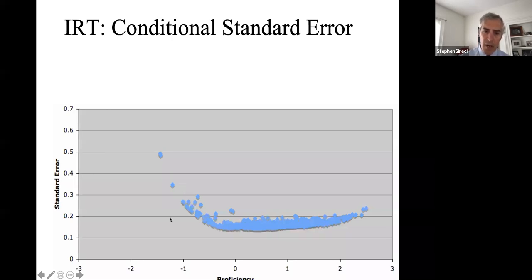And what we could see here, here's the total test score along the horizontal axis. And we're saying that most of the error for students along most of the proficiency range, the total test score range, is like 0.2 or less. But at the lower end, there's a lot more error. So IRT allows us to look at measurement precision or lack of reliability in a more fine-tuned way than a classical test theory approach would.